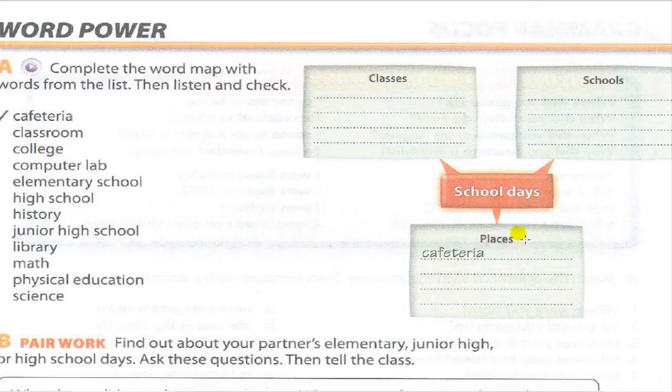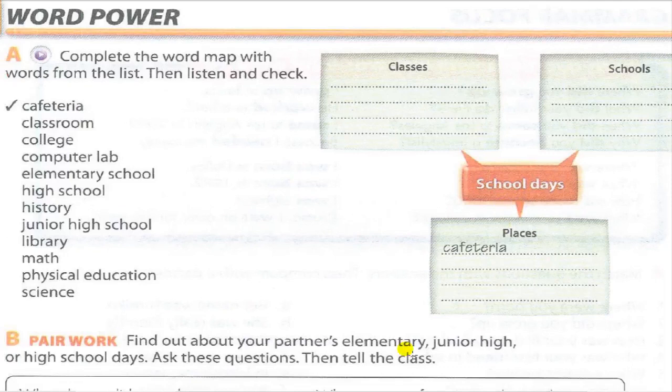Places. What are the places in the school? In the school we have classroom, computer lab, library, computer lab, classroom, cafeteria.